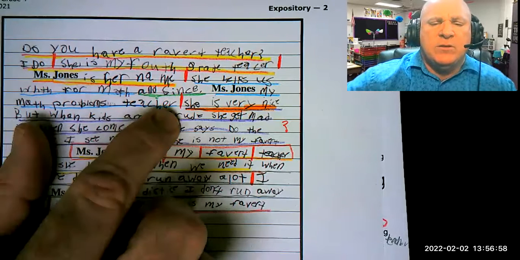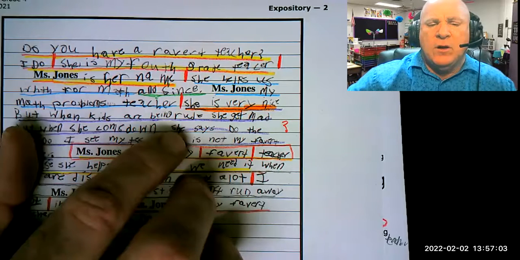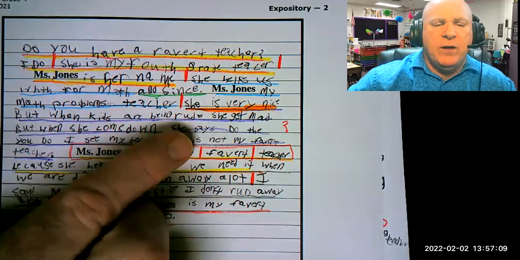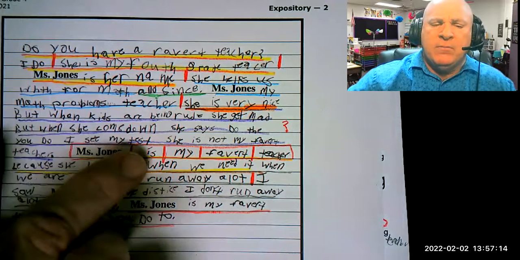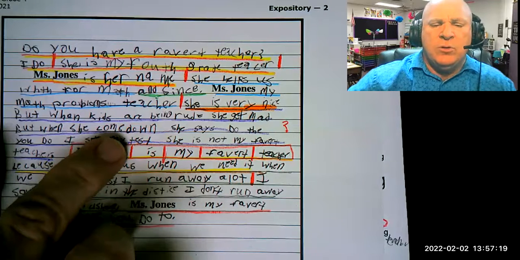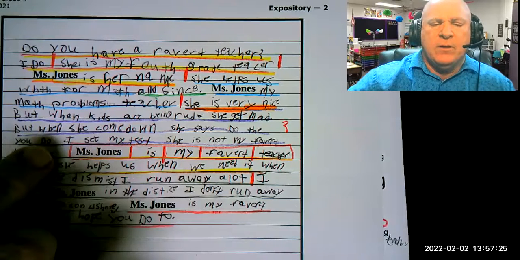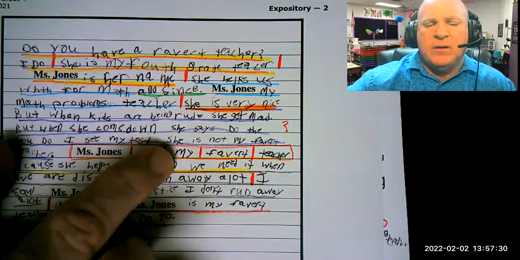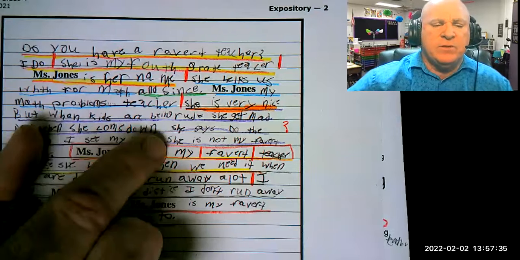Another reason, she is very nice, but when kids are being rude, she gets mad, but when she comes down, probably calm, but you have to write what you see. When she comes down, she says, do I have my test? I don't, that my brain made me pause there, but a question mark because I didn't understand what they were talking about. She is not my favorite teacher, period.